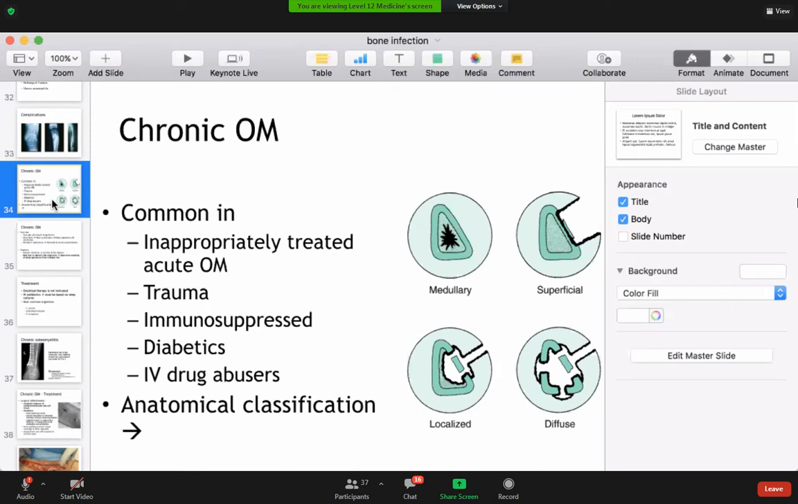So there is superficial chronic osteomyelitis, there is medullary, there is localized, including the medullary canal and the cortex, but it's only in one area, and there is diffuse, which is involving most of the intramedullary canal and cortices all around.